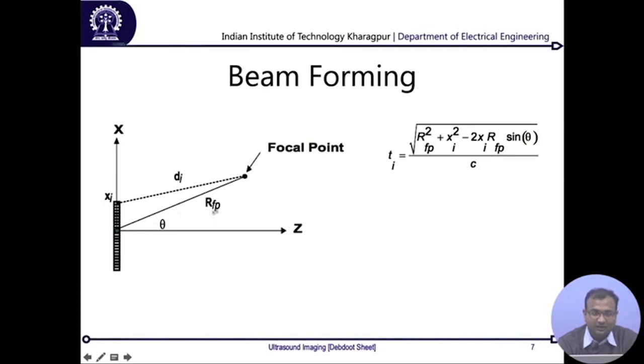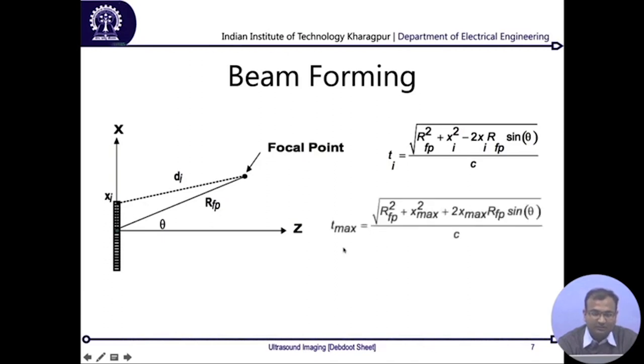The only point is that if this c, which is also the speed of sound in that particular medium, is known to you, then you can always solve this. You will know that from a particular point in space, if I have a reflection, then at what time intervals it is going to reach which particular transducer over there.